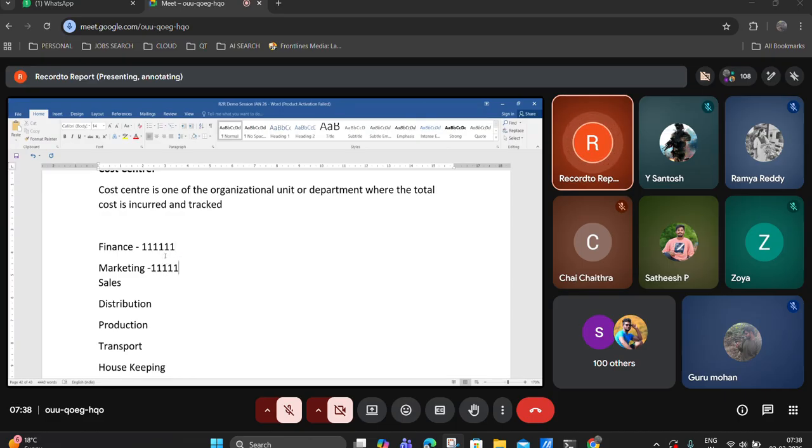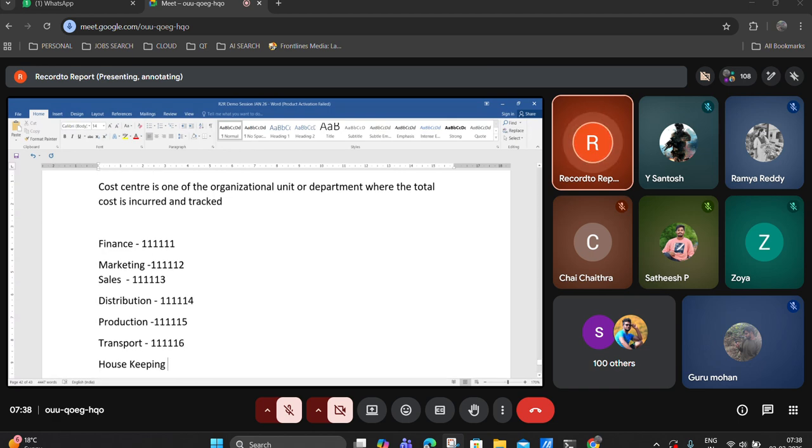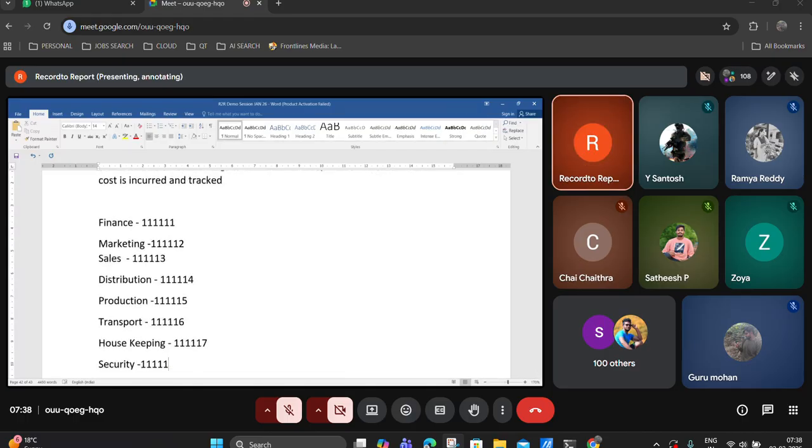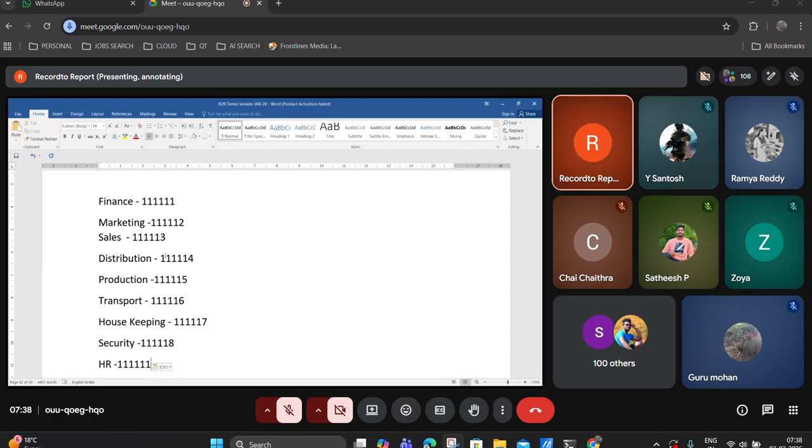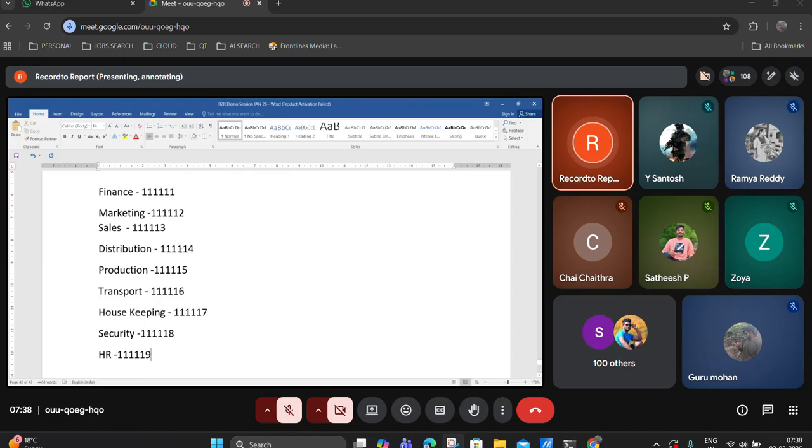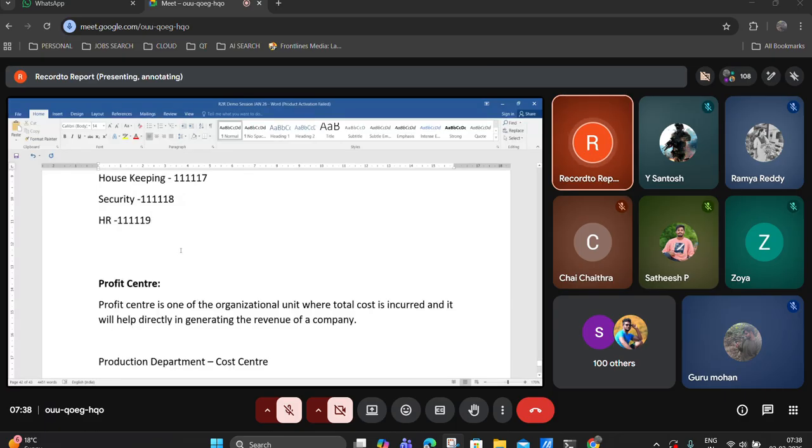They will create a cost center using 8 digits or 6 digits. 2, Sales department. 3, Marketing department, distribution. 4, Production. 5, Transportation. 6, Housekeeping. 7, Security. 8, HR. 9, guys. Okay, so we have various departments. I have listed the various departments here. How many departments do we have?